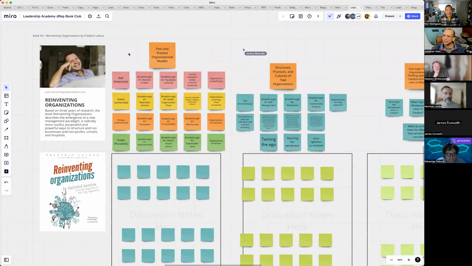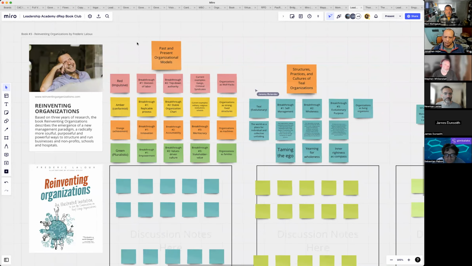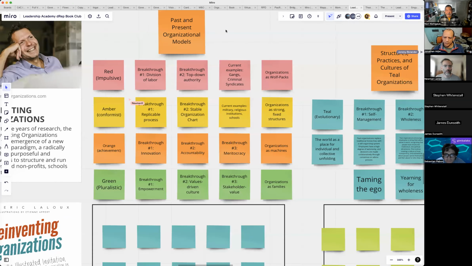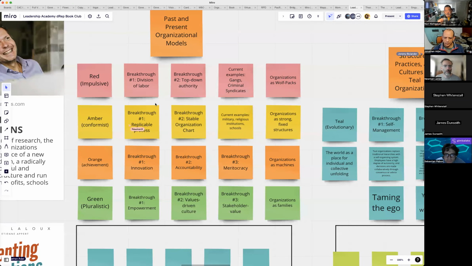And then just at a very high level, Reinventing Organizations talks about this model of organizational evolution, and it talks about some past and present organizational models in the first part of the book. It carves things out into these levels, which they assign colors to. And the first one was the color red, which is the impulsive level. The major breakthroughs of this level of organization were the division of labor and top-down authority. And it really allowed people to come together and work together as groups.